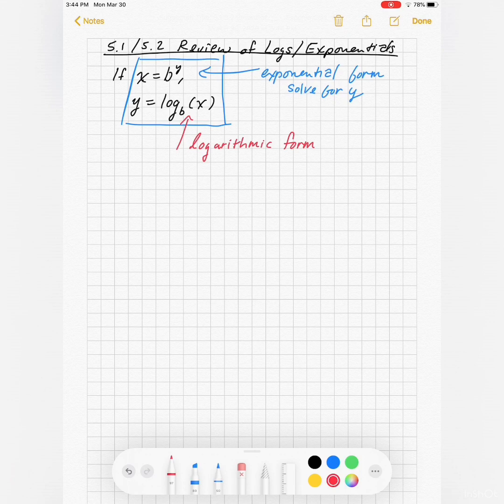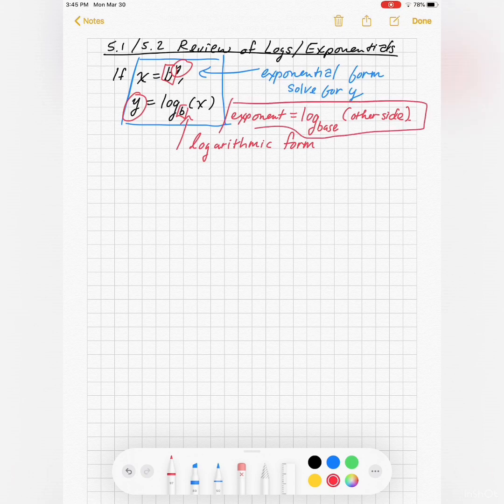So the way I like to remember this one, if you look at the logarithmic form here, you'll see that the y corresponds with the exponent from the exponential form. So I like to read that equation: the exponent is the log. Now you see the base of the log corresponds with the base of the exponential. And then I just say of the other side. So that's just kind of me translating this equation into something that's kind of easy to remember.